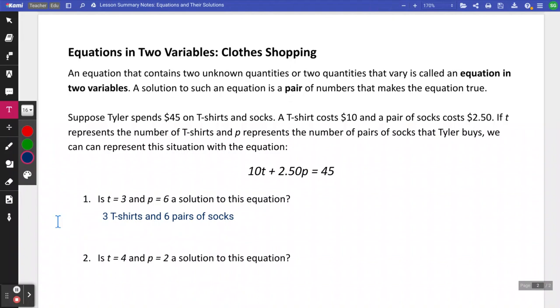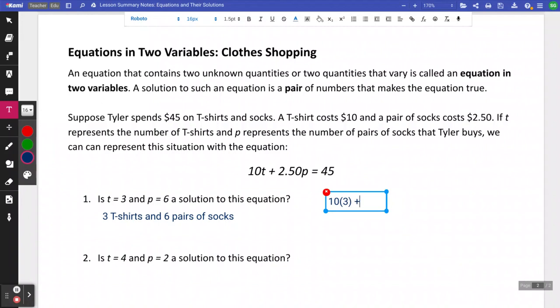The most direct way to confirm this is going to be similar to what we did a moment ago. It's using substitution. We're going to take that $10 we know each shirt costs and multiply it by those 3 shirts he wants to buy. And we're going to take that $2.50 we know each pair of socks costs and multiply that by the 6 pairs of socks. And we're going to check and see, does that actually result in him spending $45? That's what I'm trying to look for.